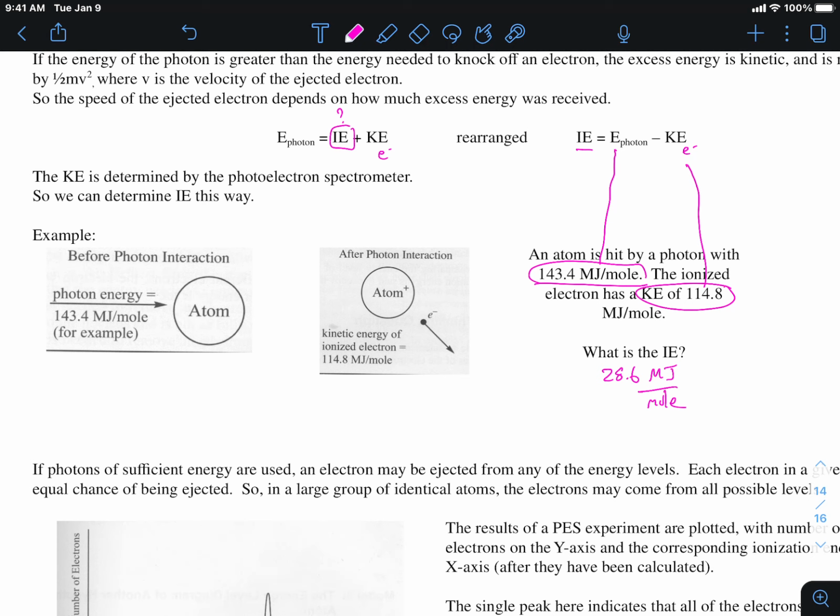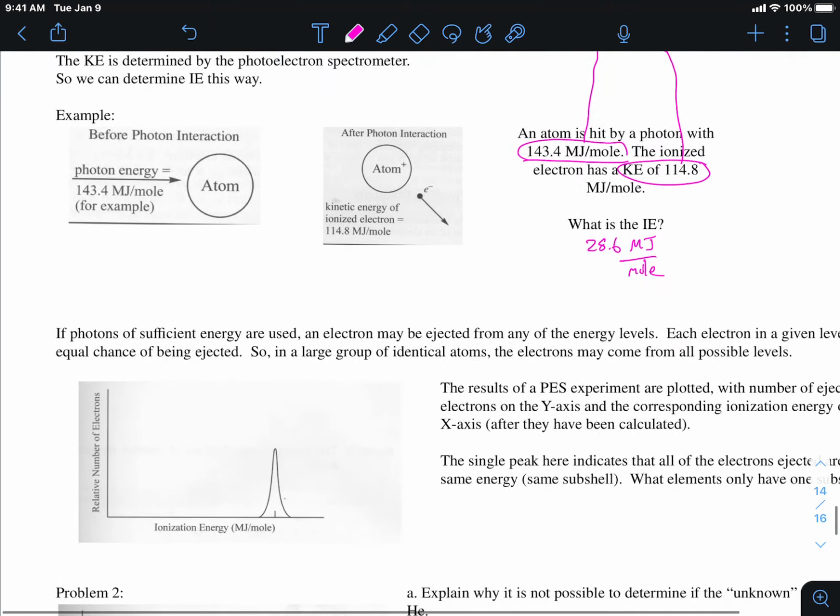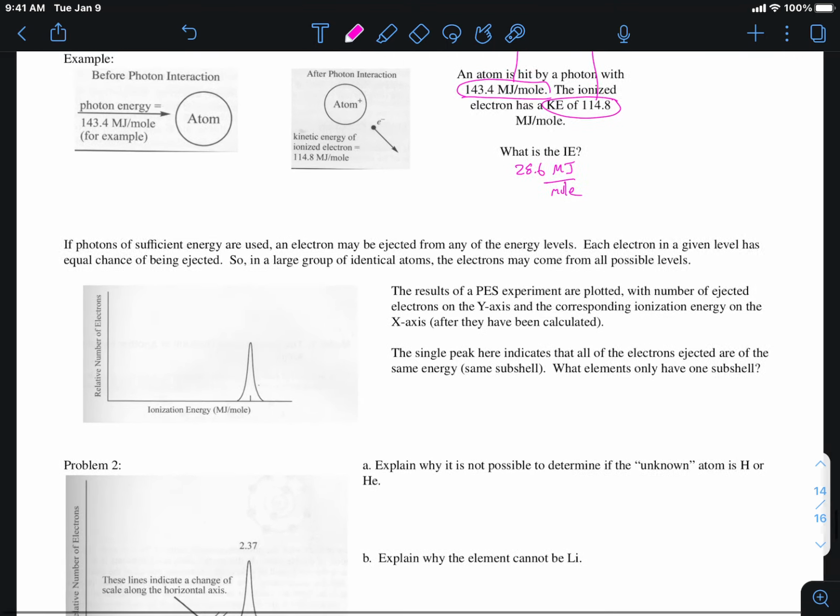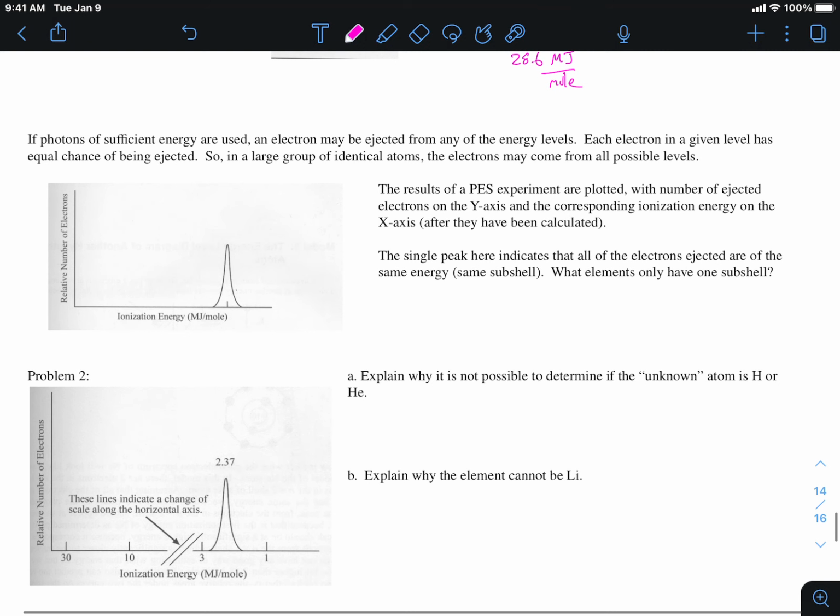It's just subtraction, but you got to know what numbers to subtract. Are you guys okay with that? You shoot an X-ray at something, and you find the energy of the electron, and they subtract. Okay, that's it. All right. So, what kind of experimental results do we see when this happens?